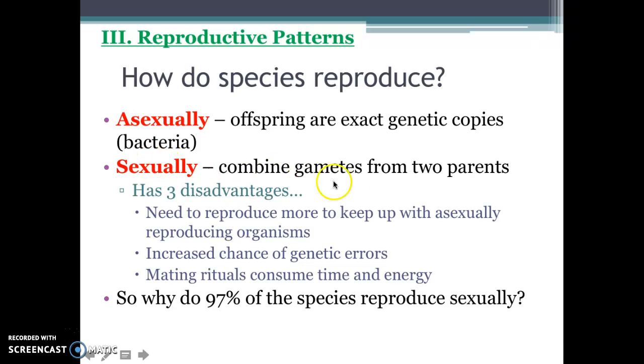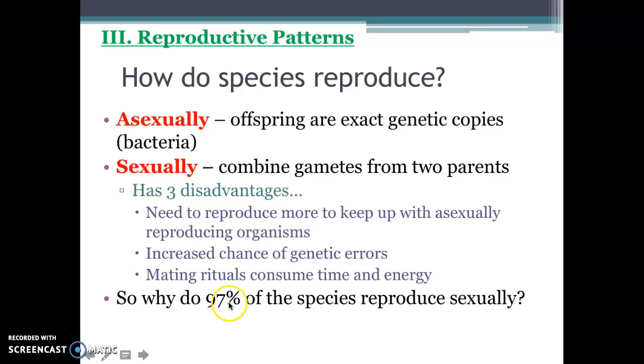Also, because you're combining 2 different gametes instead of just splitting apart from your parent, there's an increased chance of genetic errors. And guess what? If you are reproducing sexually, you've got to find a mate. And sometimes there are mating rituals, like you gotta take that person out to the movies. You gotta spend some money on them. You know what I'm talking about, and that takes time and energy. And that's actually a disadvantage, because all of these bacteria are getting it on without having to take their bacteria to the movies. So think about that.